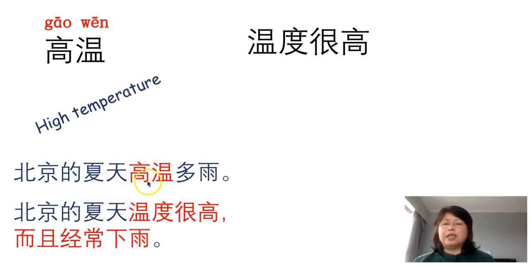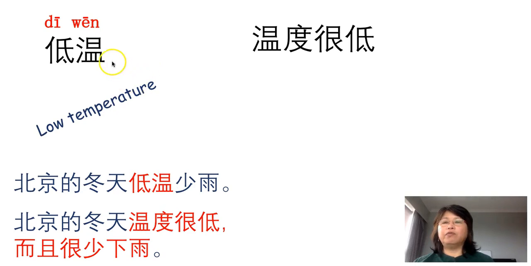So this is the short for 北京的夏天温度很高 而且经常下雨. 高温 is actually the short for 温度很高, temperature is high, 而且 and 经常下雨 often rains. So 高温 we can say 温度很高 or 很高的温度. That's 高温. So the opposite word for 高温 is 低温. So 低 is low. See the dot? That's low temperature. Or we can say 温度很低 or 很低的温度.